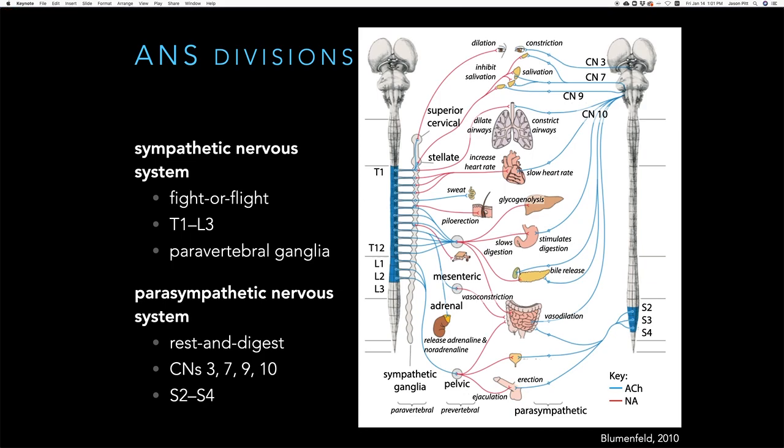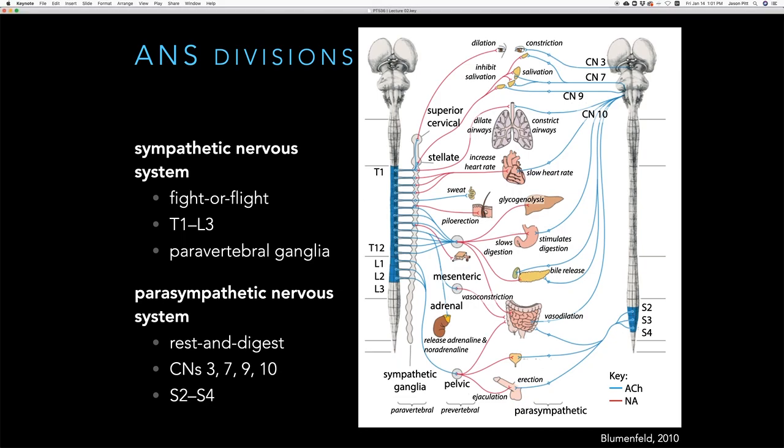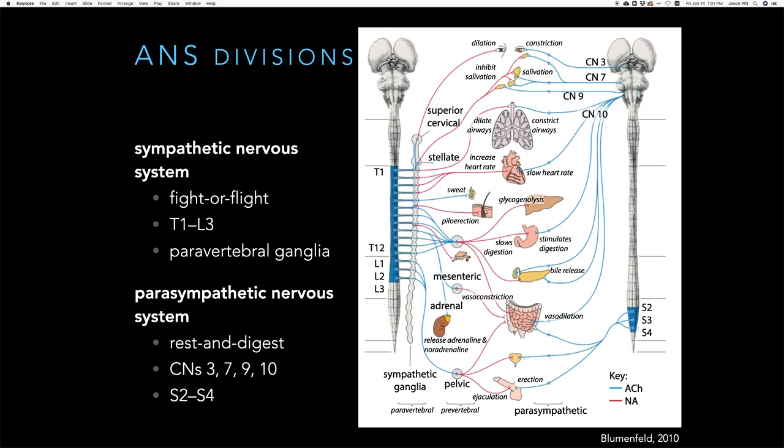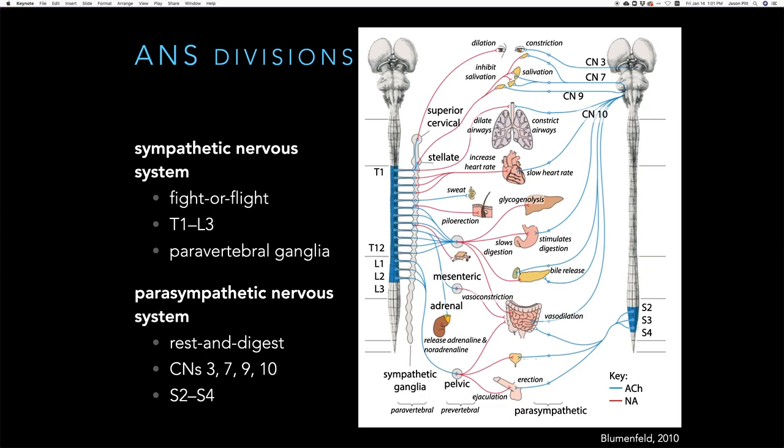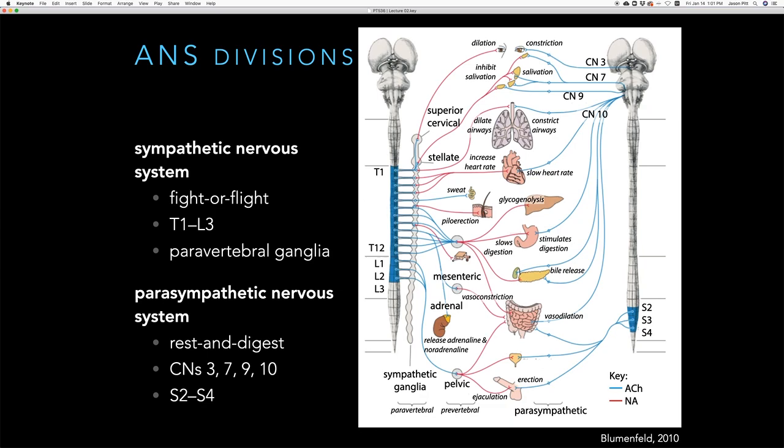And these two components work together, acting as the gas and the brake. For example, at the heart, sympathetic innervation increases heart rate, parasympathetic innervation decreases heart rate. This allows us to have a proper regulation of heart rate. Movement through the GI tract, well, in this case, sympathetic innervation decreases movement through the GI tract. So rather than increasing movement like we see in the heart, we're decreasing it. So that acts as the brake. The gas in this case arises from cranial nerve 10. So parasympathetic input stimulates peristalsis in the GI tract.